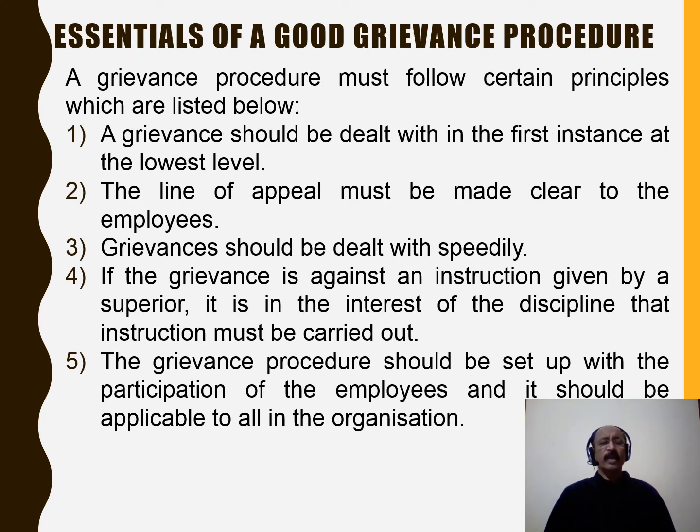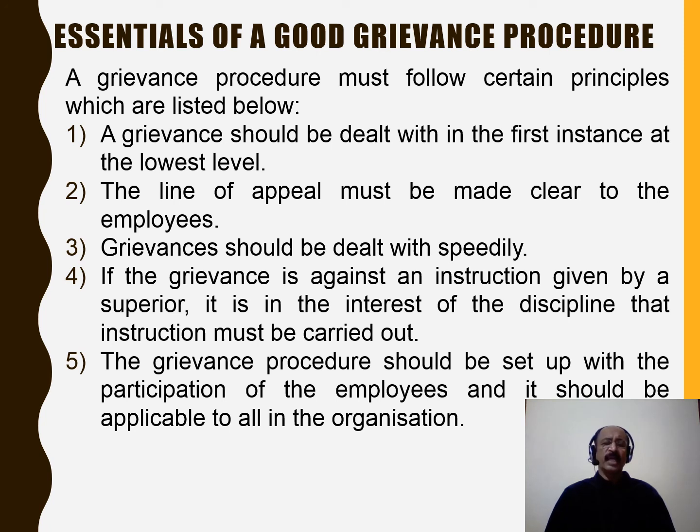Now, let us look at the essentials of a good grievance procedure. A grievance procedure must follow certain principles listed below. It should be dealt with in the first instance at the lowest level. As I have already told you, the lowest level itself should settle the grievance. If not, it becomes complicated. The line of appeal must be made clear to the employees. They should be clear as to where they can or cannot directly go. If the company has a step ladder procedure, the employee should go only through the step ladder, or if it has an open door policy, then directly. But this has to be made very clear.